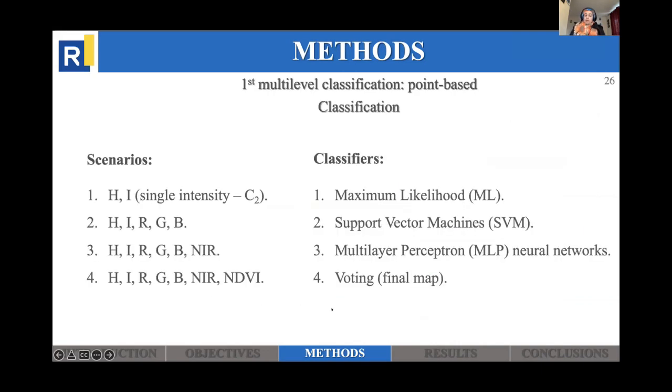So 4 classification scenarios were tested in this first multi-level classification. The first scenario starts with the height and the single intensity, the only channel number 2, and the 3 remaining scenarios gradually accumulate the radiometric characteristics of the corresponding aerial photo. So RGB, then RGB and near infrared, then RGB, near infrared, in addition to NDVI.